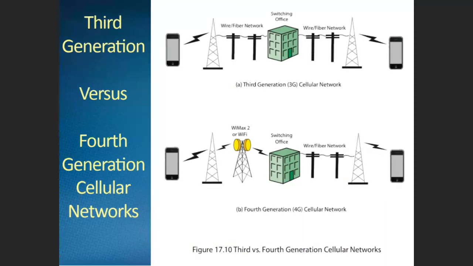Here is the third generation cellular network. As you can see, you have the subscribers, and then we are using a wire or fiber network. In the 4G, we are using WiMAX 2. This is one of the most important differences. 4G is using WiMAX 2 or Wi-Fi, and that's why it's more efficient. So you know this difference: 4G is using WiMAX or Wi-Fi.